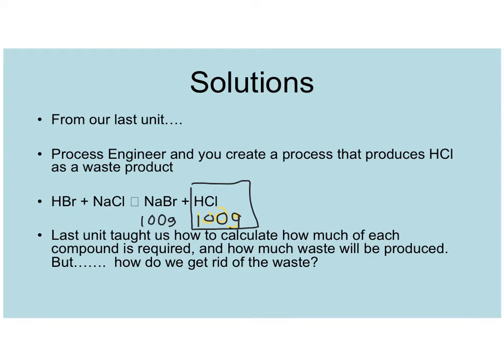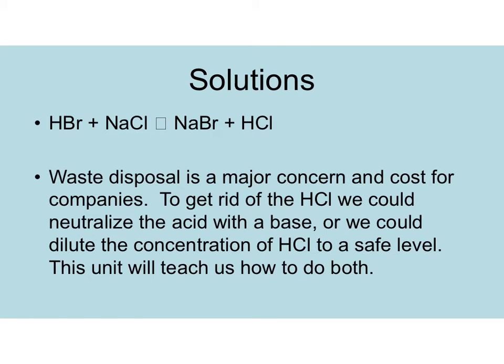Now remember, our last unit, stoichiometry, would tell you if you're going to make 100 grams of HBr, this is how much HCl you'll make, and if you don't want the HCl, that's how much you have to get rid of. So that's what our last unit taught us. Well, now, this next unit dealing with solutions is going to lead us into how we get rid of this. You can't just throw it down the drain. You have to pay people to do it. Waste disposal is a major concern and cost for companies.